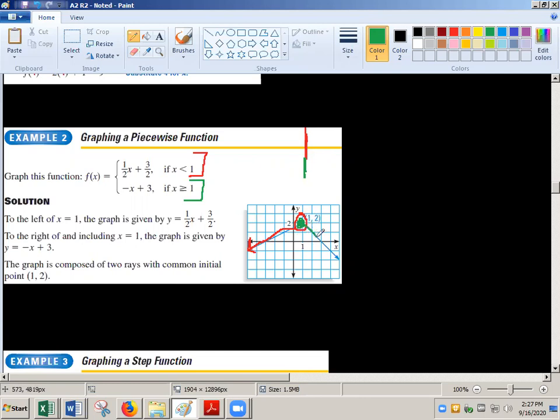So now this is going down to the right like this because my slope is -1. So again, if I start at 3, 1, 2, 3, I'm going to be going down 1, right 1, down 1, right 1, down 1, right 1. But I only start doing that when my x value is greater than or equal to 1.